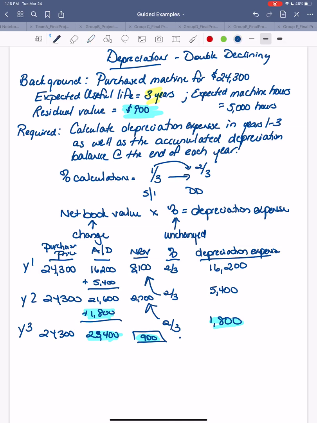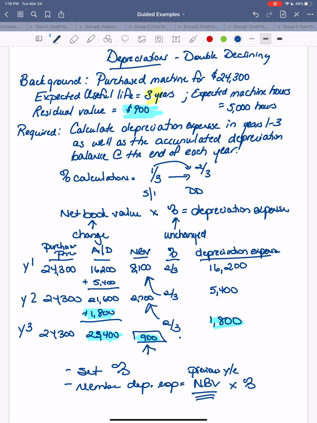Because this really is the most complex piece, right? Set your percentage, right? Then remember, you're multiplying depreciation expense. It's going to equal that net book value, so previous year end, times the percentage. All right, so the only time you care about residuals is at the end because you can't go below it. Okay, on to the next one, which will be our units of production or activity based.